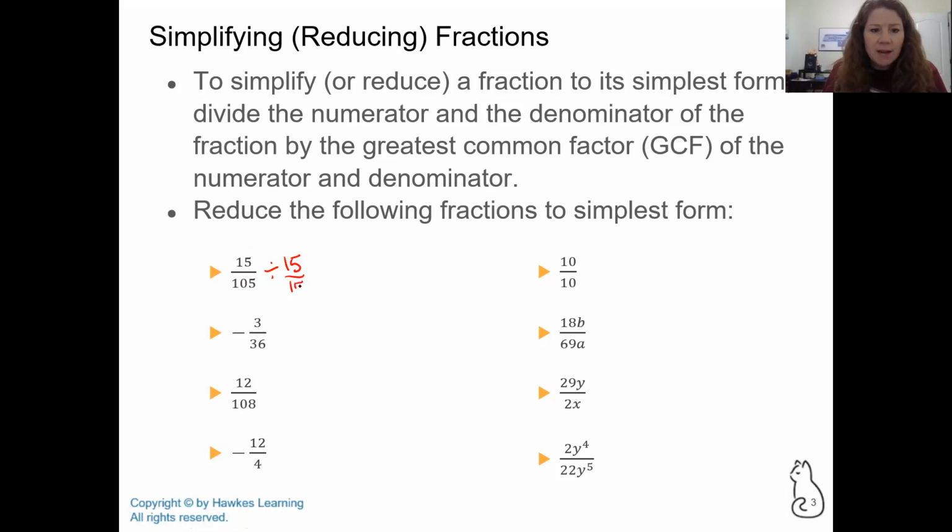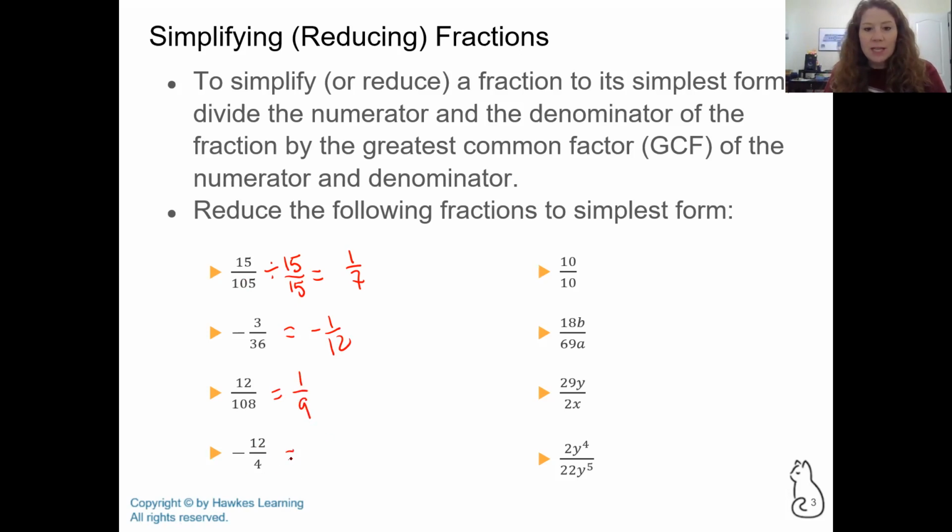Whatever you divide the top by, you divide the bottom by the same number, and I get 1 over 7. Now you could put 15 over 105 in your calculator, hit the enter button, and it simplifies it for you. So let's do the easiest thing possible. When I put in my calculator 3 over 36, I get negative 1/12. 12 over 108 is 1/9. My calculator is doing this for me.